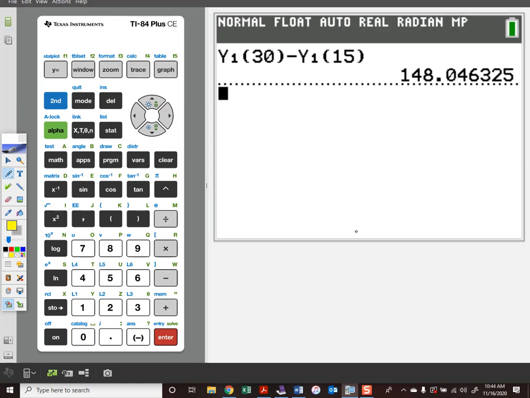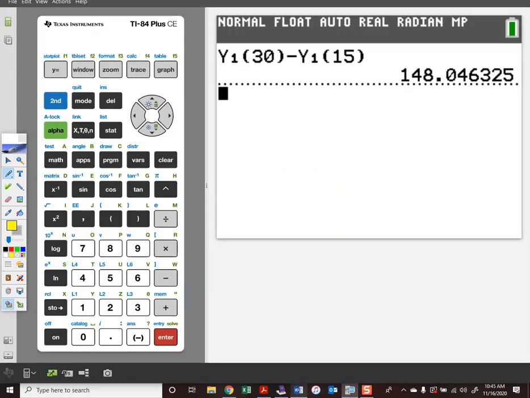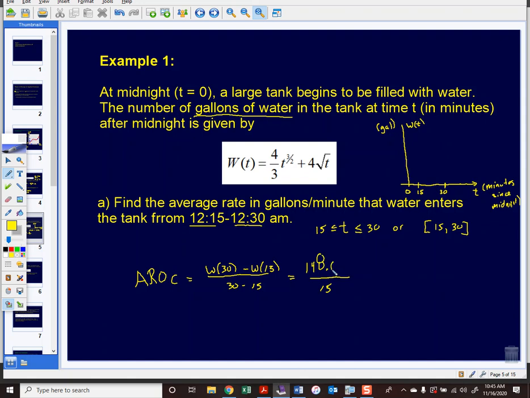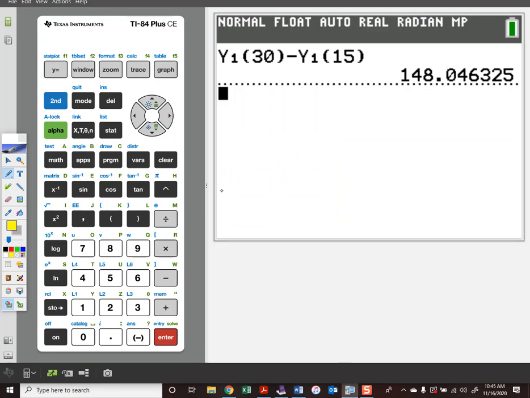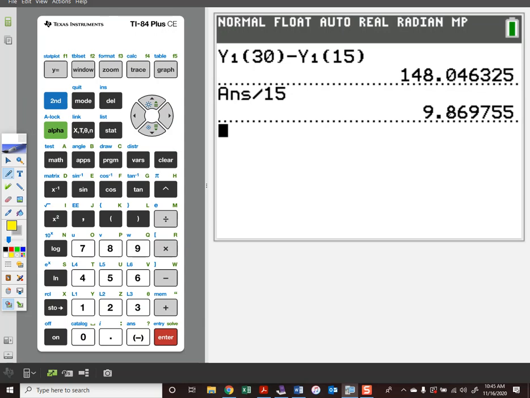148.046. I'm going to write down at least the first 3 decimal places of this. And I've got to still divide that by 15. And I've got the final answer, 9.869755. College Board rules for rounding in AP Calculus is to round to 3 digits. So we are going to call this 9.870.